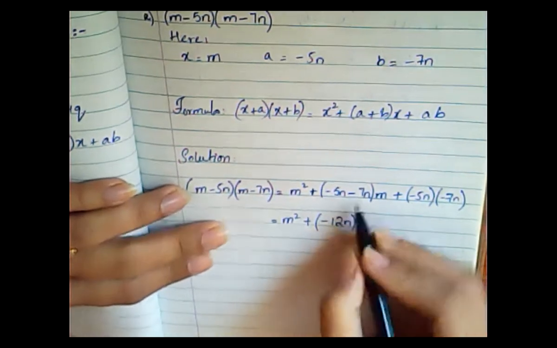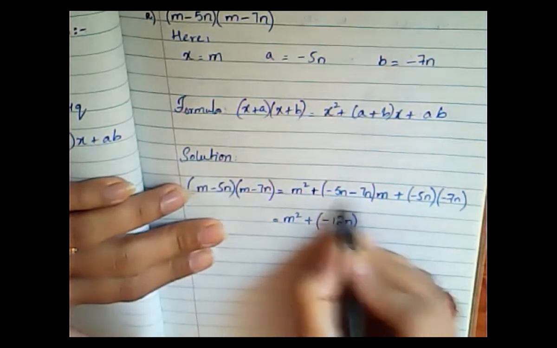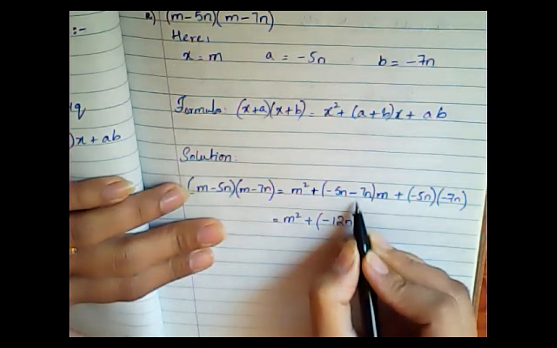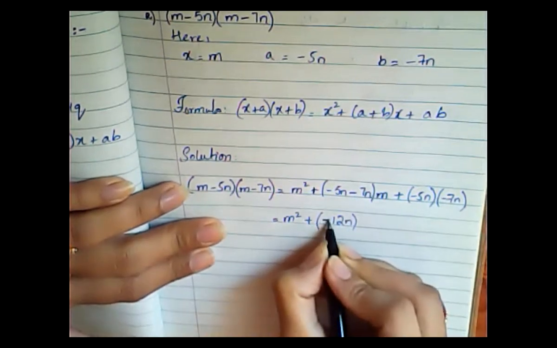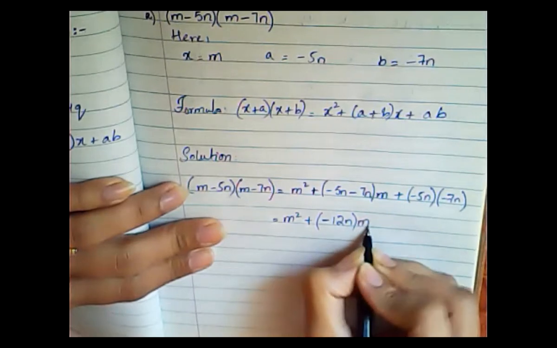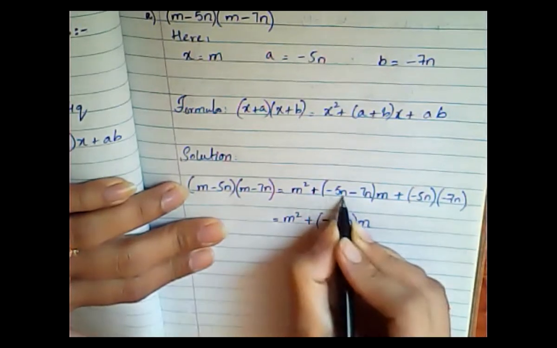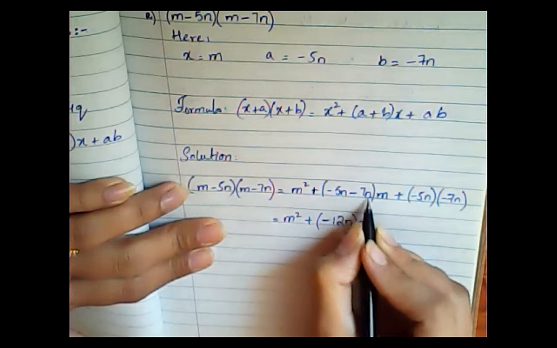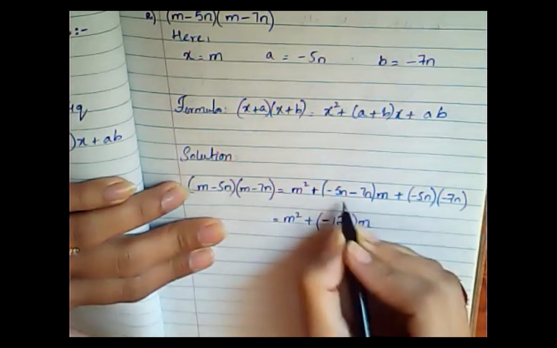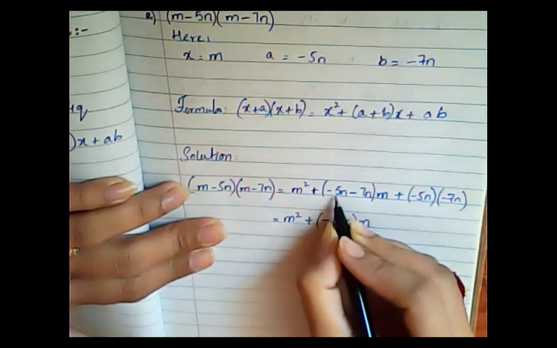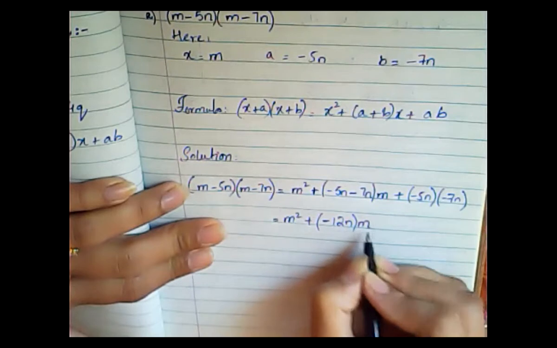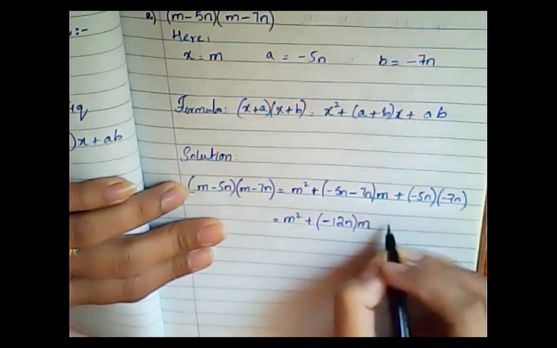Students, please remember that with minus 5 and minus 7, in this condition we are going to add the numbers, but we have to put the sign of minus over here. So we get n over here. Minus 5n minus 7n, we get minus 12n. Just like plus 7 plus 5 is plus 12, in the same way minus 5 minus 7 is minus 12n. Is it clear now? Very good.